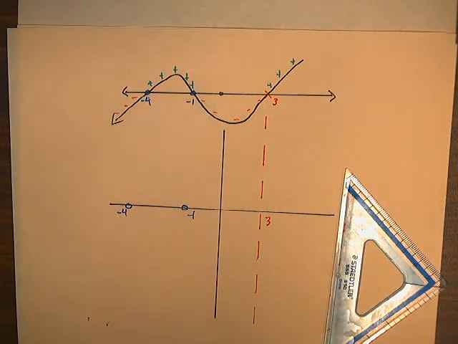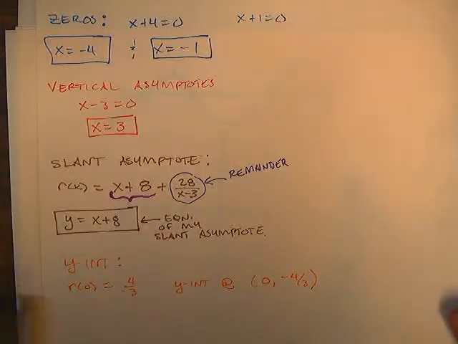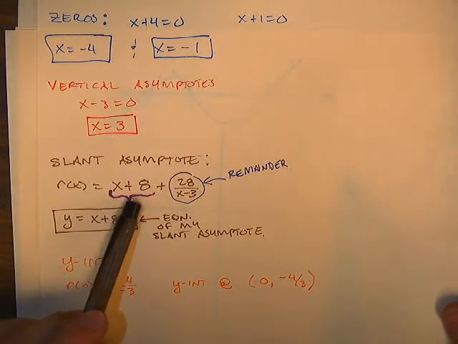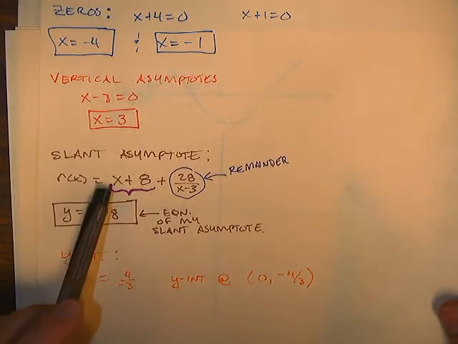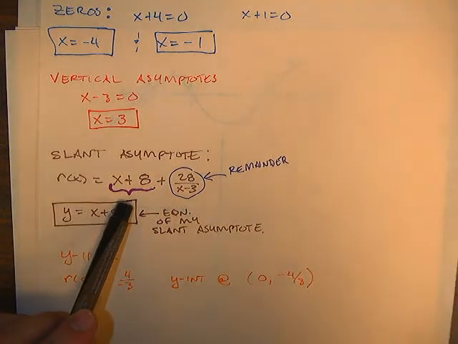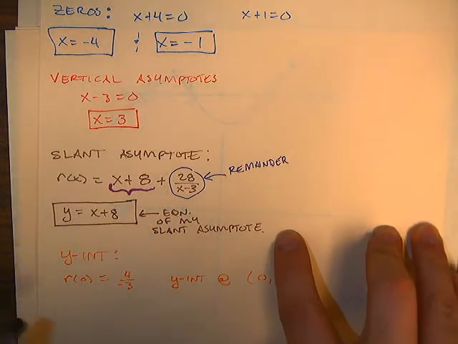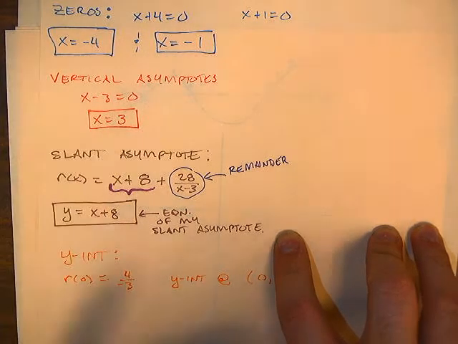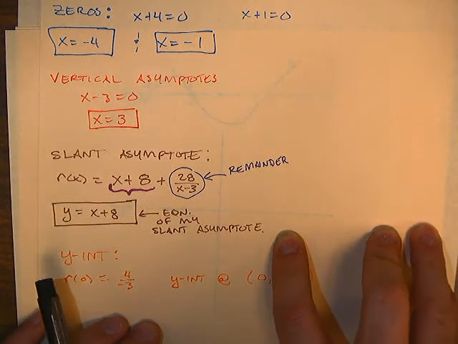And now I can work on this slant asymptote. This slant asymptote has an equation of x plus 8. That's the equation of my slant asymptote. I've seen a lot of folks get confused because there are quite a few zeros and y-intercepts and things that we have to keep track of.